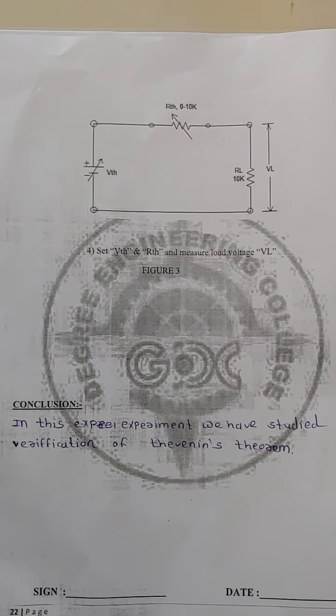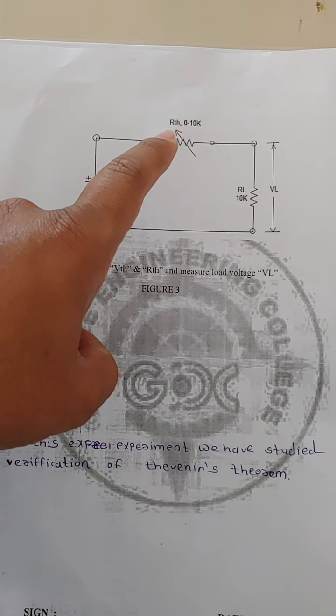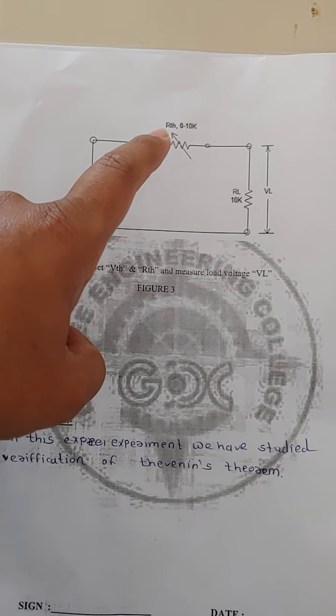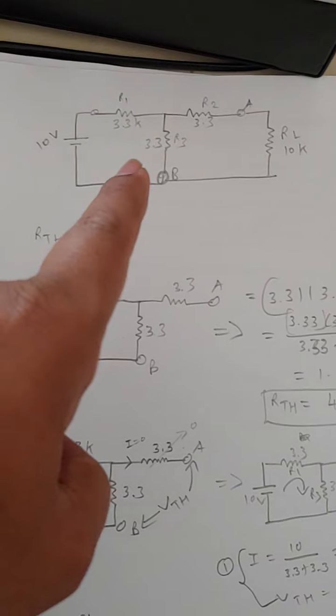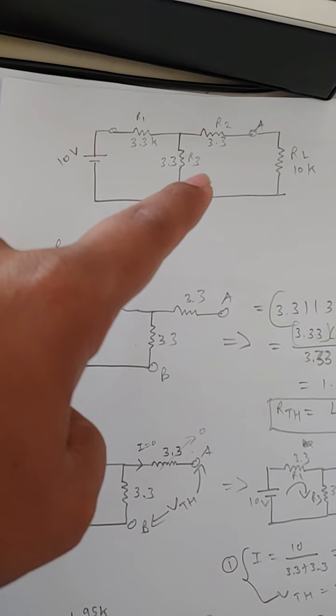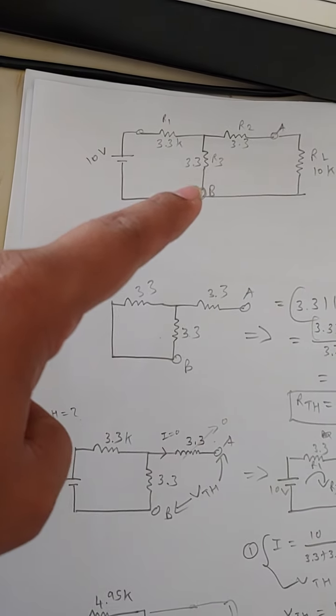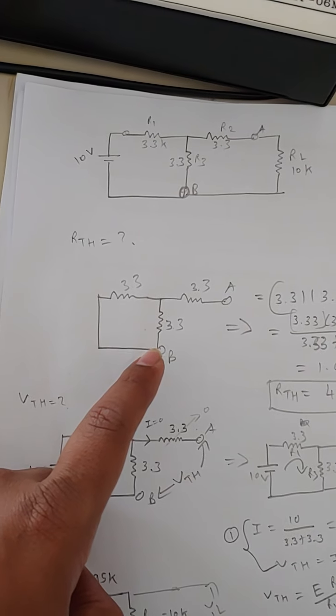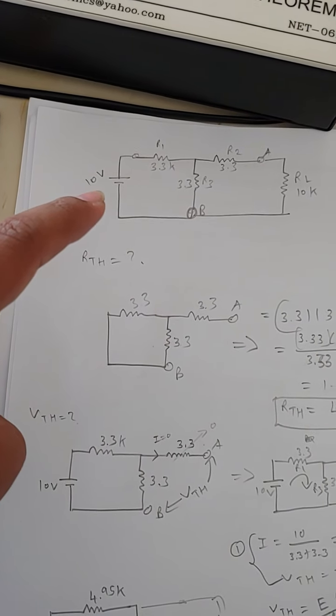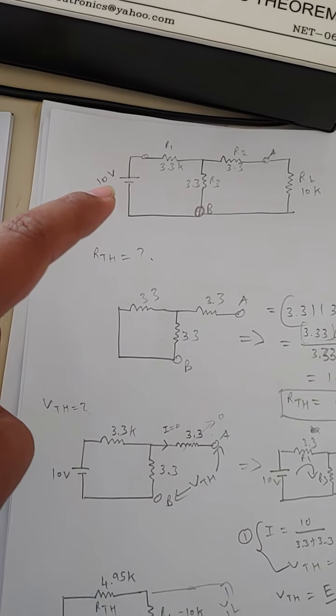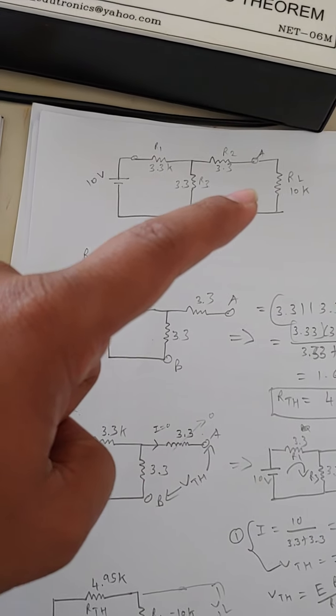First we will start with finding the value of RTH. How to find RTH? See, all the elements are connected like this. To find the RTH you need to make the circuit like this. You need to open circuit the voltage source, and you need to remove the load resistance RL.